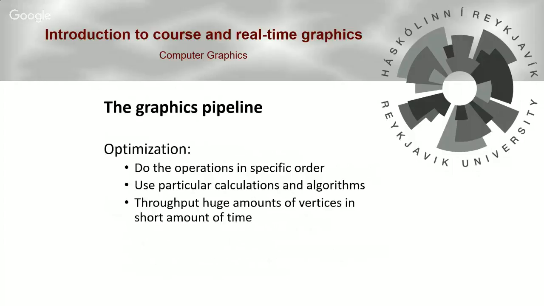But the graphics pipeline has these operations that are done in a specific order, use very particular calculations and algorithms, try to weed out things that won't be shown in the end as early on in the pipeline as they possibly can, calculate colors in as few places as is needed, and then gradient them over areas, these kinds of things.